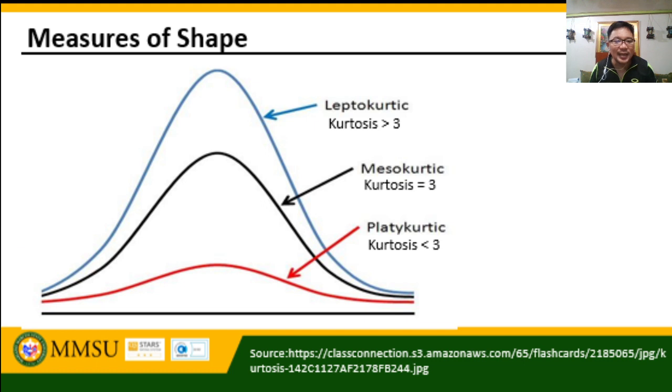So, we can say that the distribution is platykurtic. Okay? Platykurtic siya. Kasi, mas, tawag nito, spread yung ating data. Kaya siya mababa. Okay? So, yun yung ating skewness.